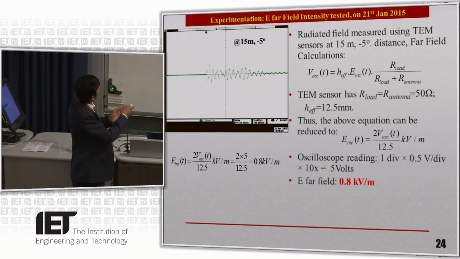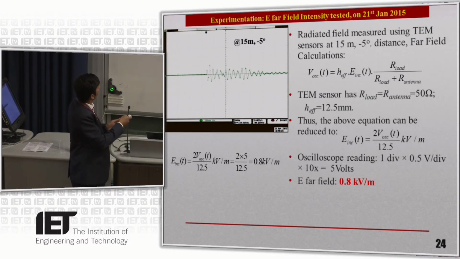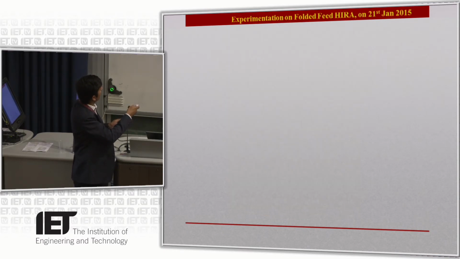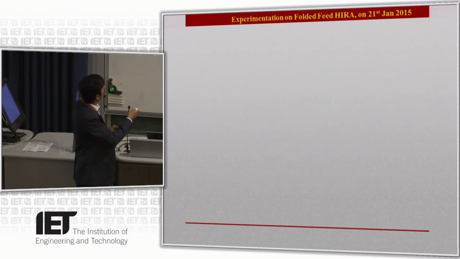If you observe, it's minus 5 degrees from the bore side. This is plus 5 from the center of the bore side of the antenna. So these are the results. This is a sensor arrangement and picking stage arrangement. We are thinking of designing an anechoic chamber to get more accurate results, but we did the last result in free space.